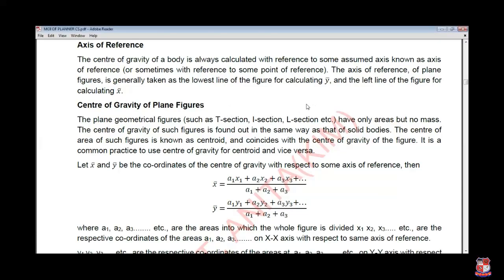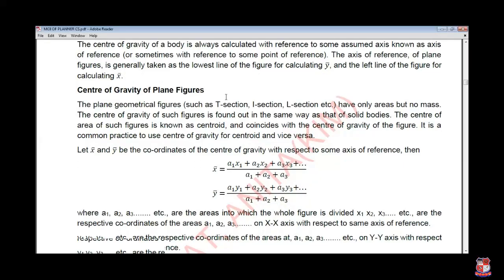Now, center of gravity of plane figures. Here we only have to consider plane figures like areas.